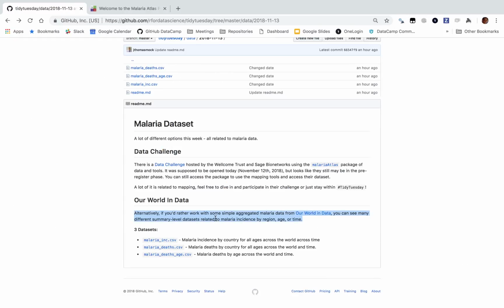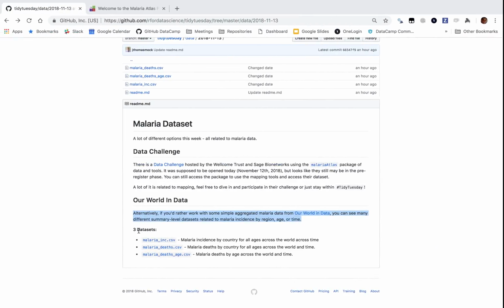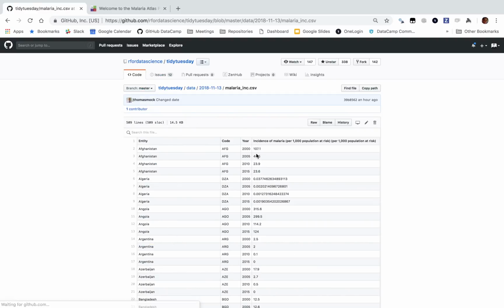I'm going to take a look at the aggregated malaria data. I don't want to dig too deep into a detailed data set, maybe that really deserves a lot more scientific rigor. I'm interested in starting with malaria incidence by country across the world. So we have incidence and we have deaths. I'm going to start with incidence. It's related to what we're looking at right now.